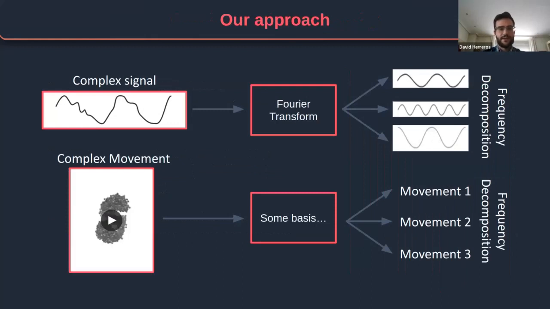Our approach is very similar to the Fourier Transform. In the Fourier Transform, we have, for example, this complex signal. At the end, we are able to decompose it into different sinusoidals that make the analysis much simpler. In the case of the Zernikes3D approach, we have something similar. We have a complex motion, and we are going to use this basis to decompose it into different movements that are much simpler. And from these components of the movements, we can start doing our analysis of how the molecule is actually moving to reach different conformations.